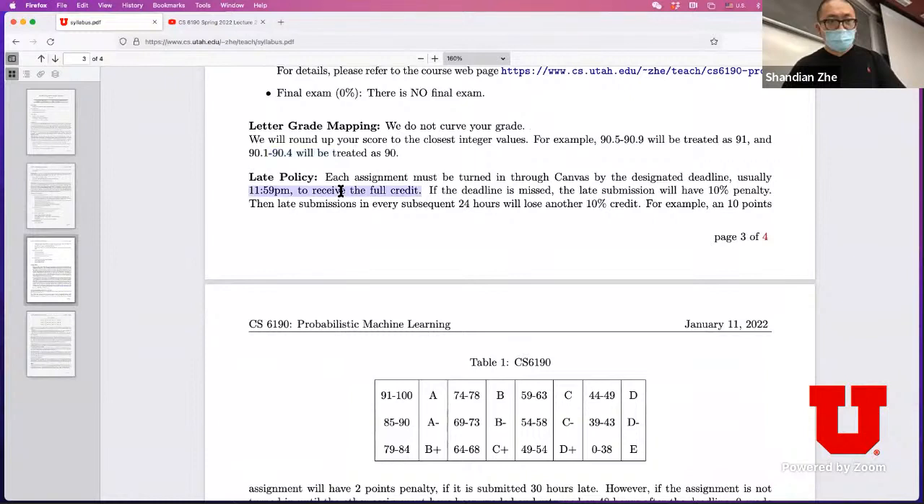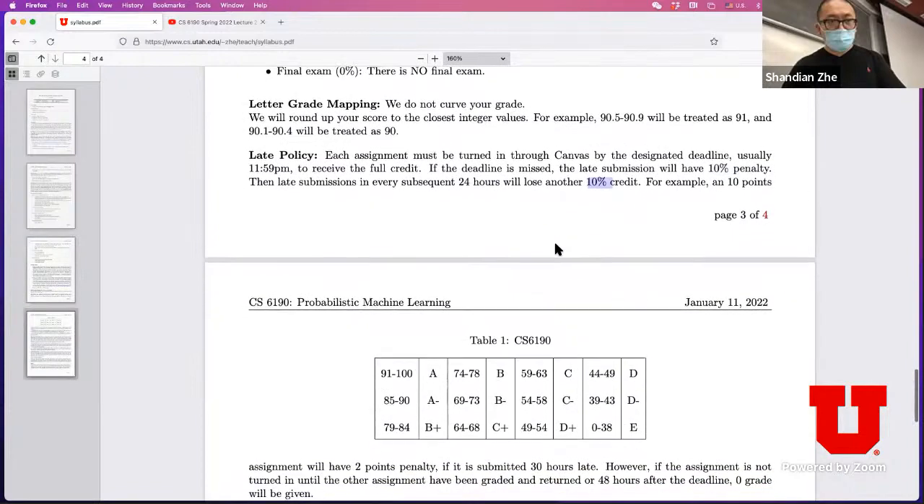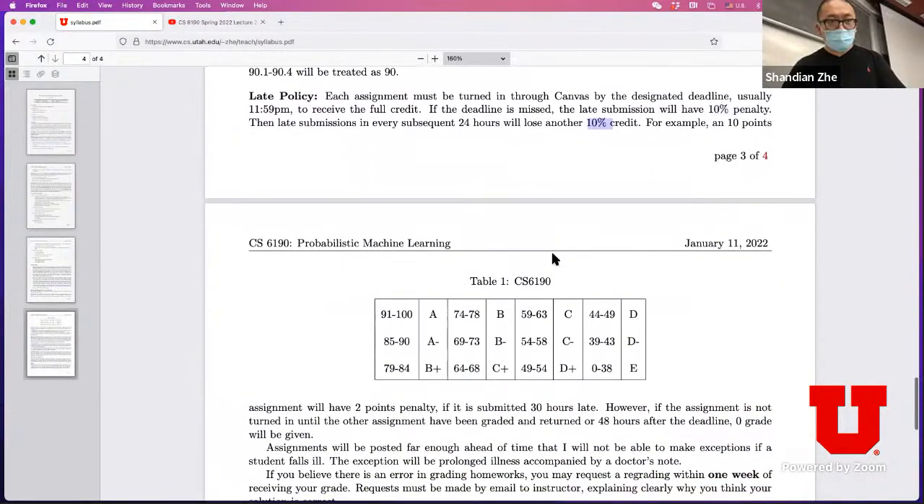We allow 2 days lateness, but your late submission will have some penalty, like 10%. Right? So if you submit the assignment late, you're gonna automatically have a 10% penalty, and then every subsequent 24 hours will have another 10% credit loss, right?